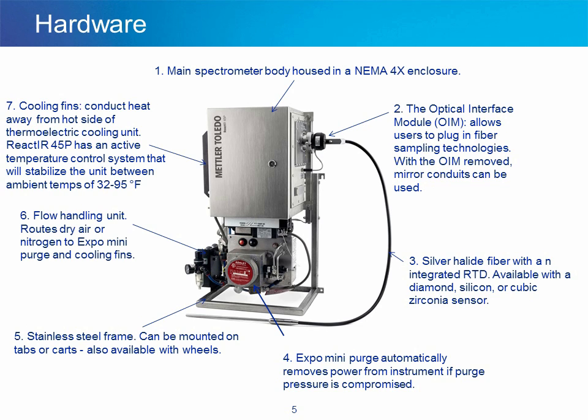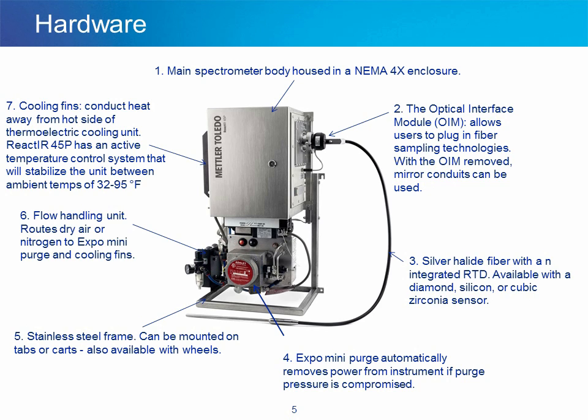Number 4 is the Expo Mini Purge. It automatically removes power from the instrument if purge pressure is compromised. Number 5 is a stainless steel frame. It can be mounted on tabs or carts. It is also available with wheels.